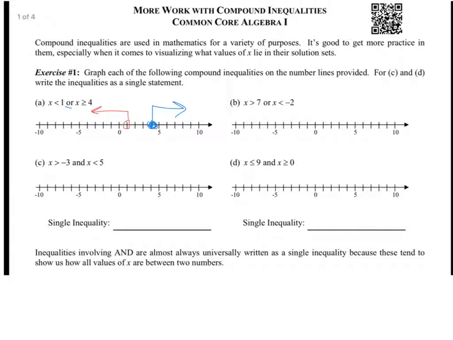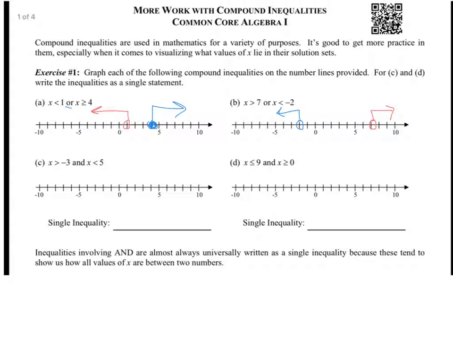The next one, x is more than 7, so that's an open circle on 7. And the right one, x is less than -2, so again, it's an open circle and everything less than. Letter C and letter D are both "and" inequalities. It also asks you to write those as a single inequality, and we'll go over that in just a bit.